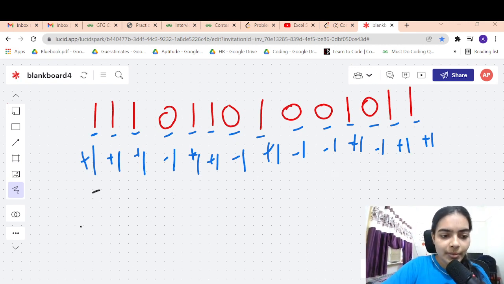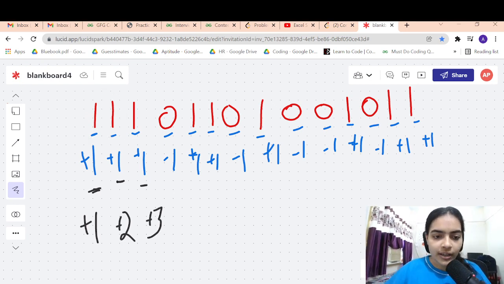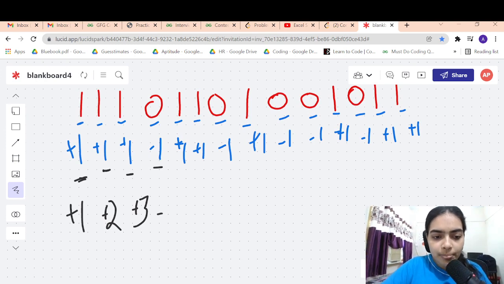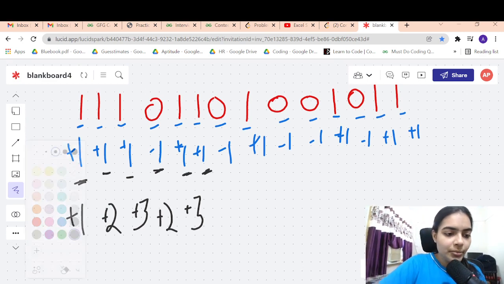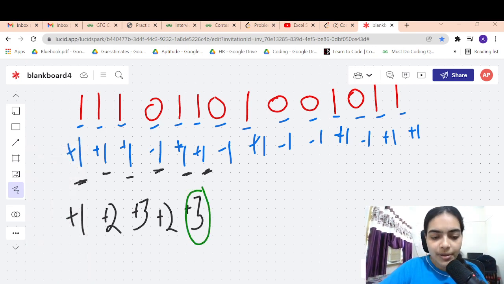So what do I mean by that? Initially the sum is plus 1. Now plus 1 plus 1, the sum becomes plus 2. That means till now I have 2 ones. Now the sum becomes plus 3. Now the sum becomes plus 2 because I have a minus 1. Now the sum becomes plus 3. Wait, let me observe one thing before going forward. In this case the sum has become plus 3 again.